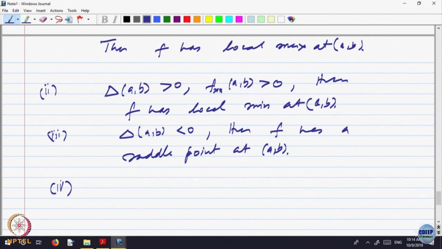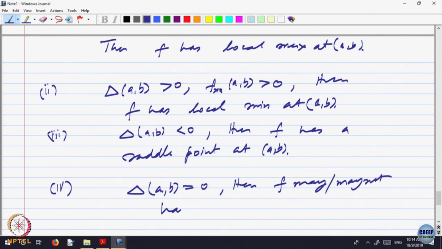What is the possibility left? The discriminant equal to 0. Then f may or may not have a local maximum or minimum. What does the statement mean? It means that with this test you cannot conclude anything. The function may have a local maximum at that point, a local minimum, a saddle point, anything is possible, or none. Then you have to employ some other method of concluding something.